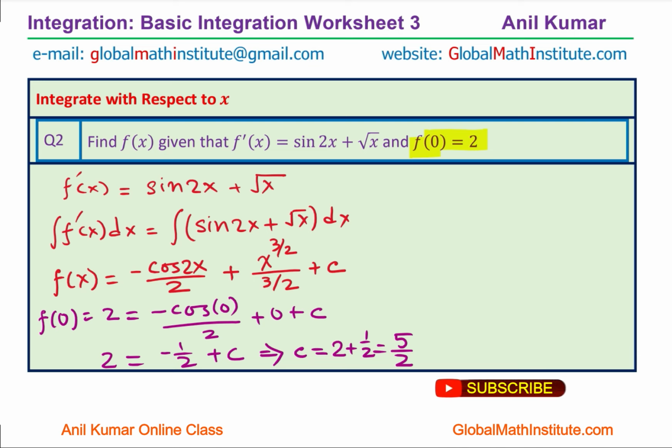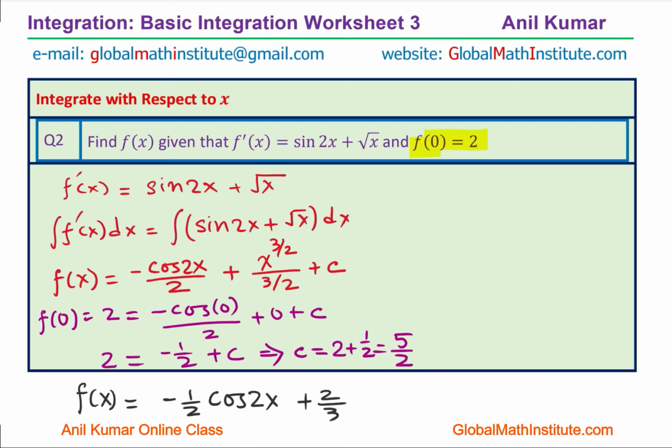And therefore, we can now rewrite our function f of x as equal to minus half cos 2x plus 2 by 3. So we are writing the function. This portion now, we have already written this for f of x. 2 by 3, so flip it. X to the power of 3 by 2 is x square root x. And the value of c is 5 by 2. Does that make sense? That is how you can write down the answer for this particular question.